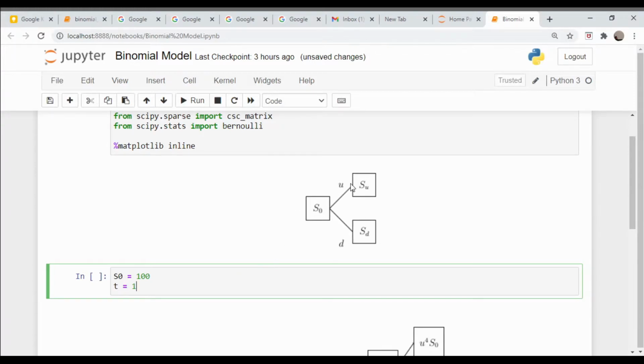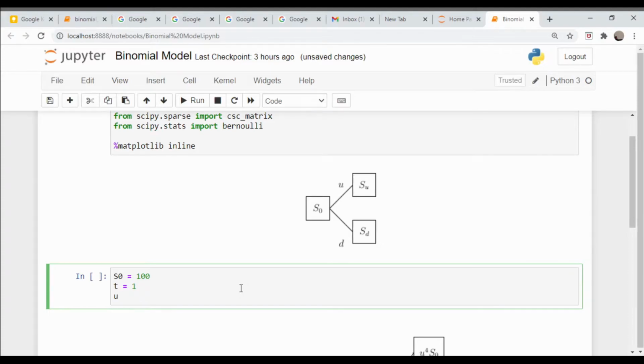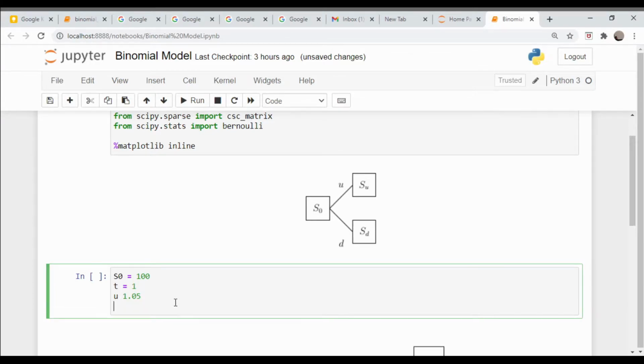You either go up by some percentage U with probability P, or down by some percentage D with probability 1 minus P. So let's come down here again, and let's make U equal to 5%, so 1.05. This is equal to U. The price in this node would be 5% above this, so it's 1.05 times S0. And let's take D to be the reciprocal of that. So D is equal to 1 over U, and it looks like I forgot an equal sign here.